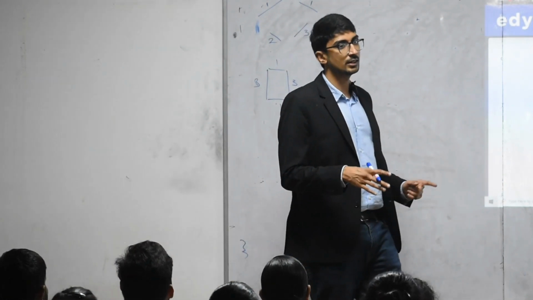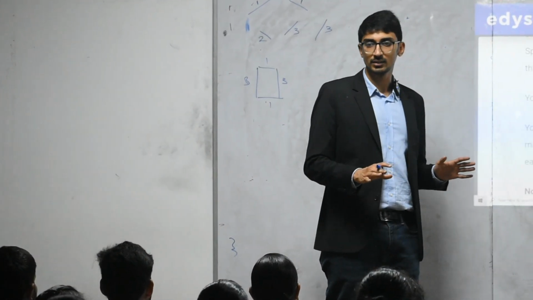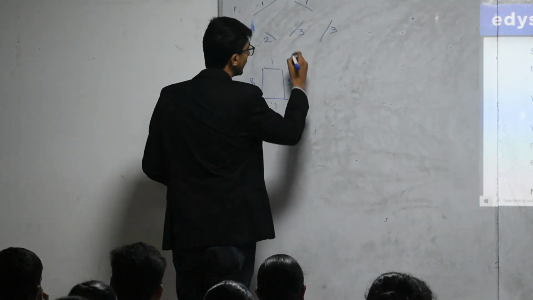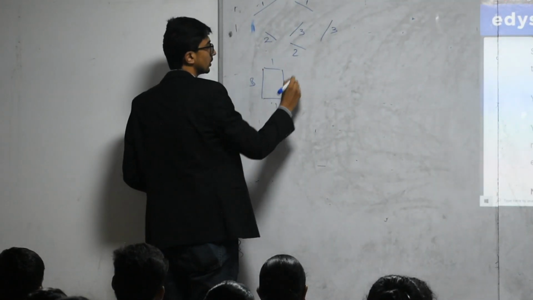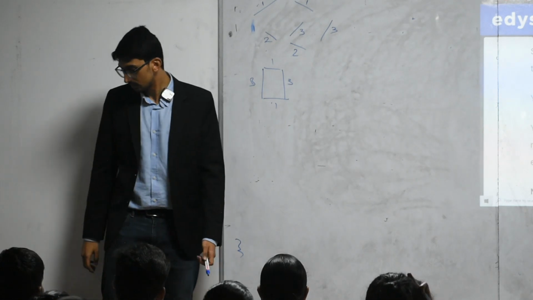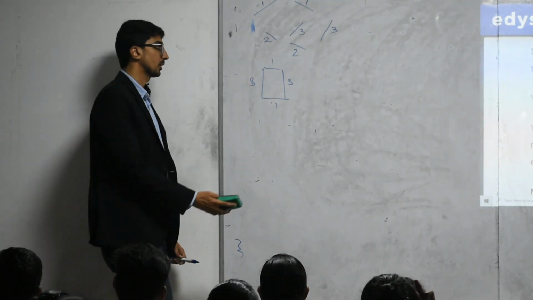Now the question is saying, how many frames can you form? The question does not care whether those frames are of big area or small area. For example, let's say you had another one here, 2. How many frames can you form right now? 1 frame or 2 frames?